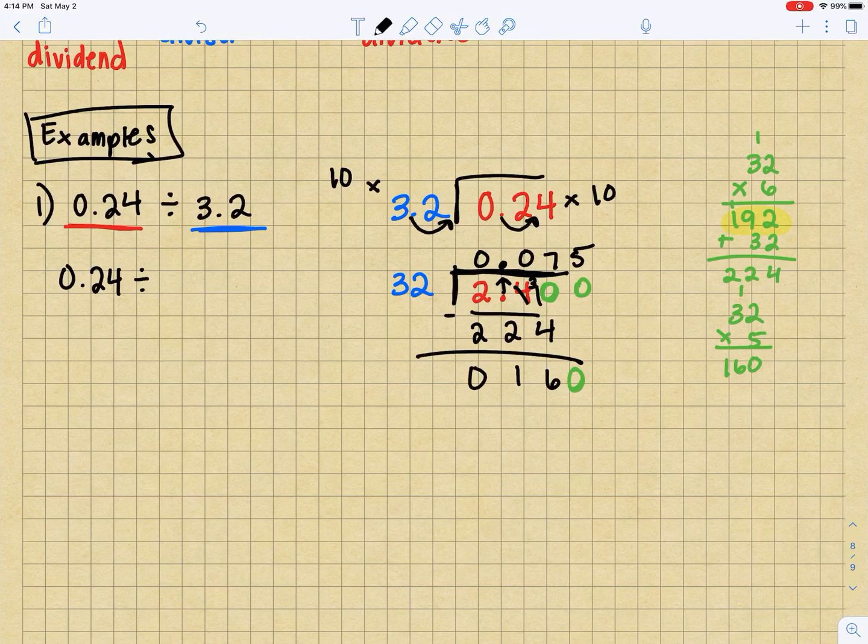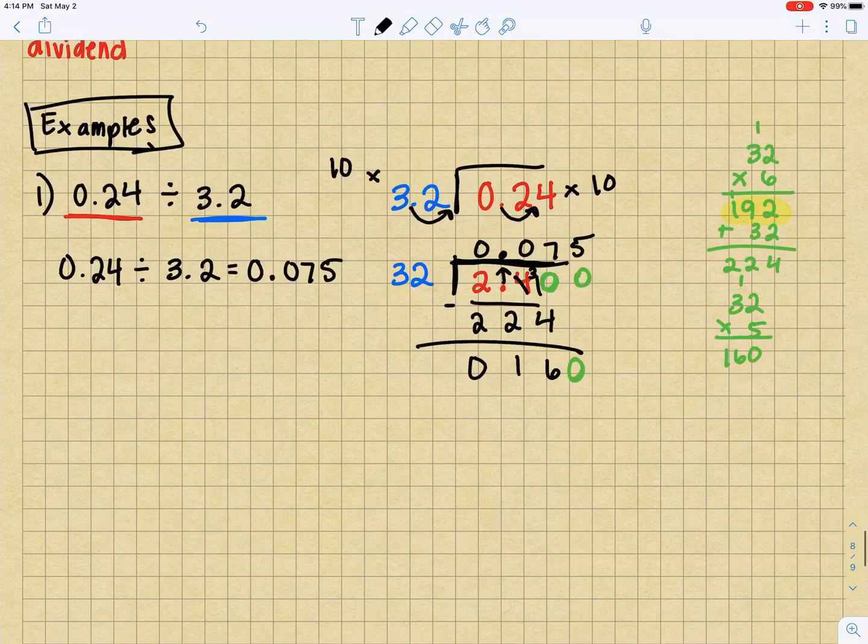So my answer to this problem, 24 hundredths divided by 32 tenths, is equal to, let's see, this is my tenths, this is my hundredths, this is my thousandths. So 75 thousandths is my final answer. Now, was that so bad? No, not at all. You guys got this.